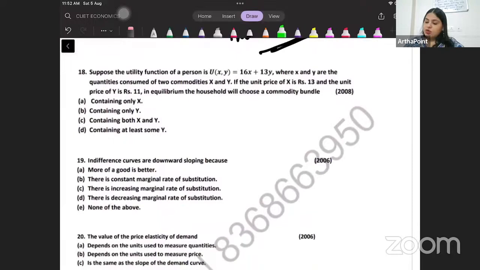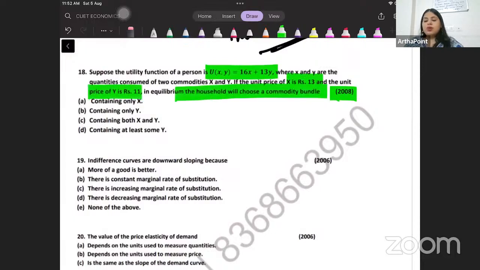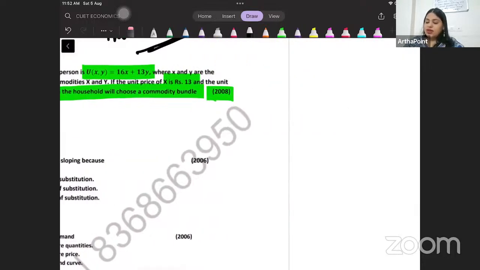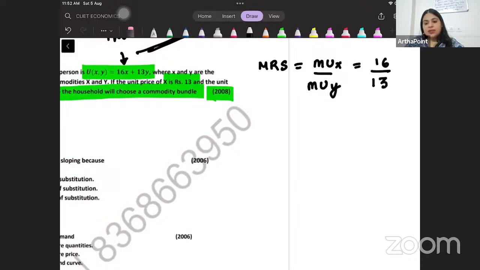This question came in year 2008. What does the question say? पढ़ लेते हैं. Utility function is 16x plus 13y and price of x is 13 and price of y is 11. Equilibrium household will choose. Okay. So beta, MRS is MUX by MUY. When you differentiate this with respect to x, जब इसकी differentiation x के respect में करोगे, you will get 16. With respect to y, you will get 13. ठीक है? So you are getting 16 by 13.